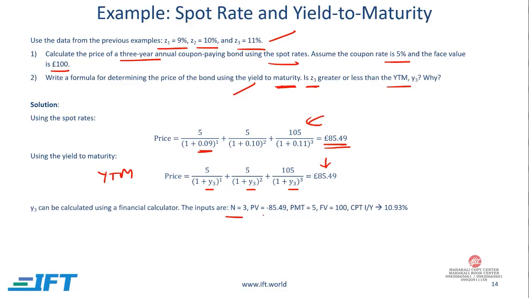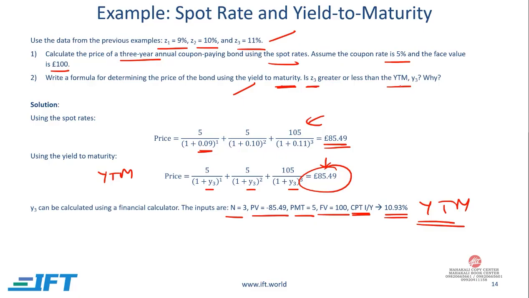So 3 periods, we put in the present value and then the payment and the face value or future value, and then we compute the rate. This is going to give us the yield to maturity. This is the single rate which, when applied to all these cash flows, gives us the market price of the bond. The question is Z3 greater than or less than the YTM?